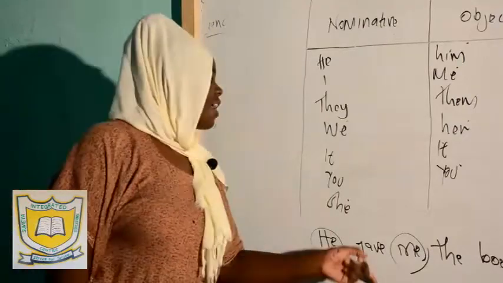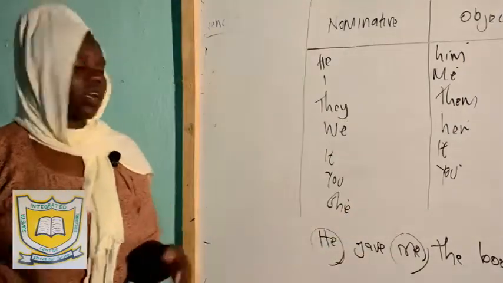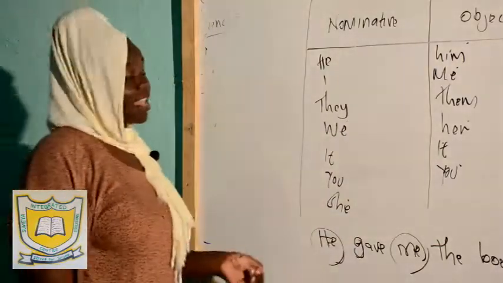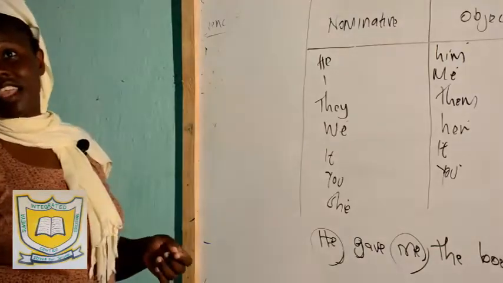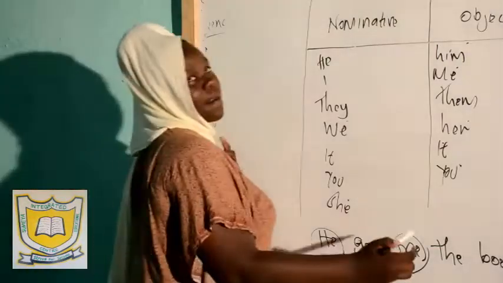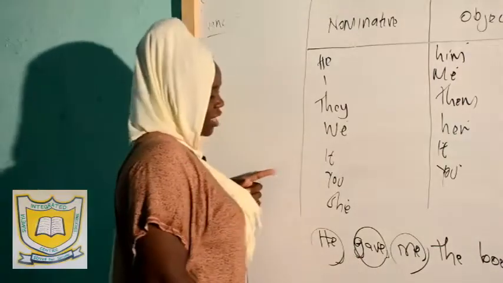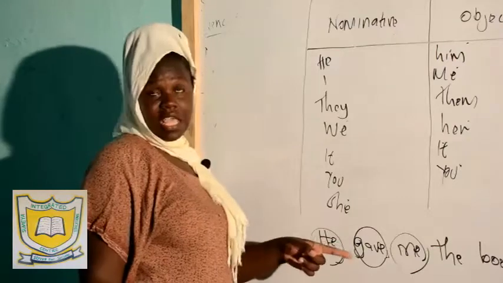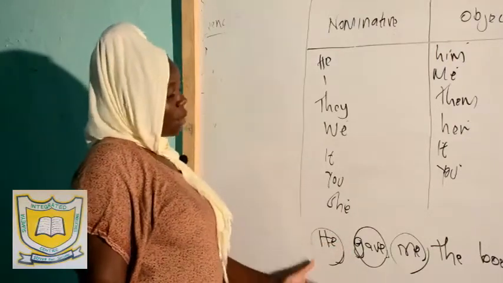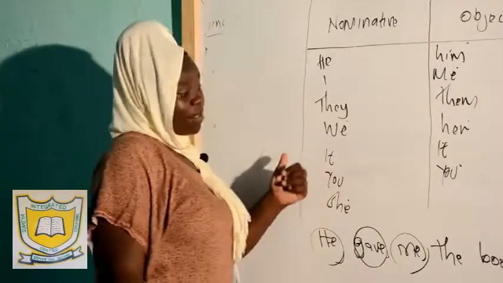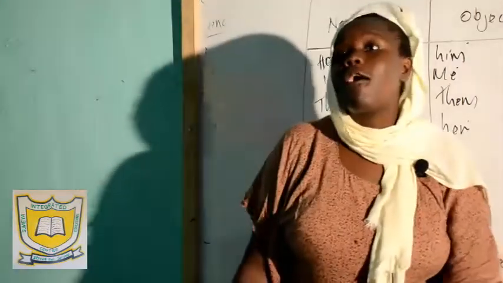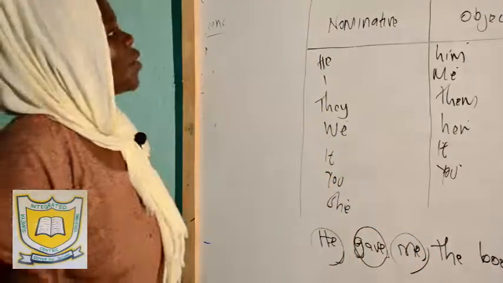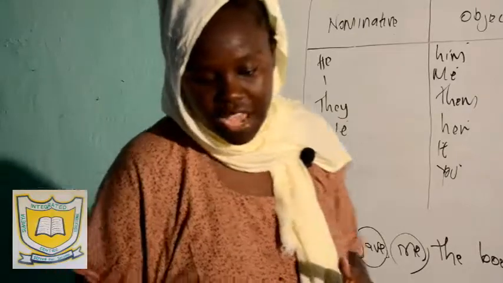Now, he gave me the book. What is the action in the sentence? When I'm talking about subject-verb agreement, I say an action is a verb in a sentence. So, gave is the action. Who is the doer of the action? He. Who is the receiver of the action? Me. So he becomes the nominative, and me becomes the objective. Why? Nominative pronouns are doers of the action, and objective pronouns are the receivers of the action.